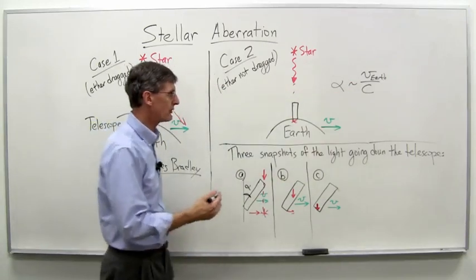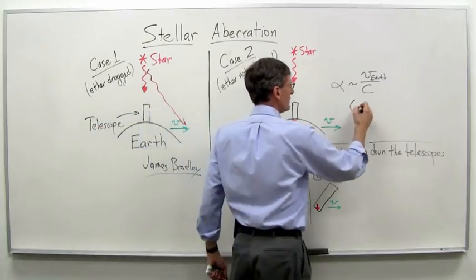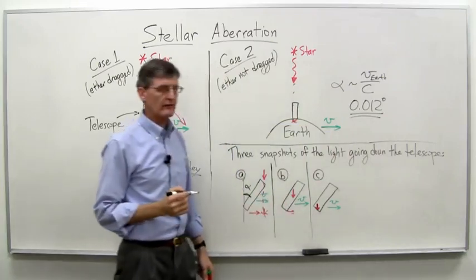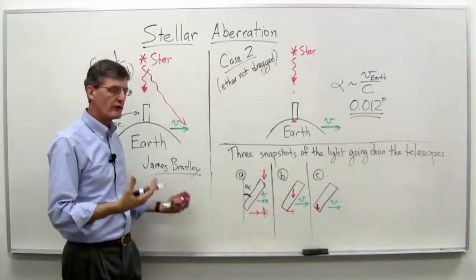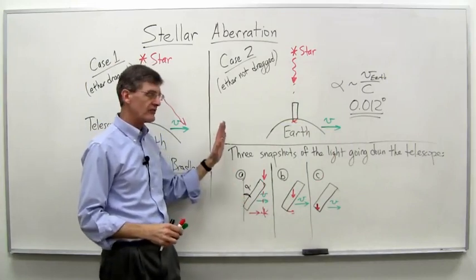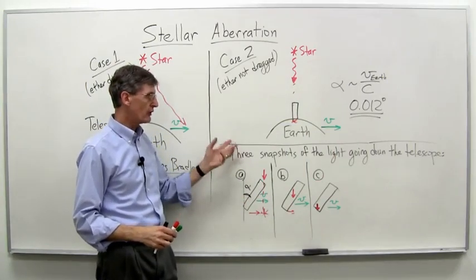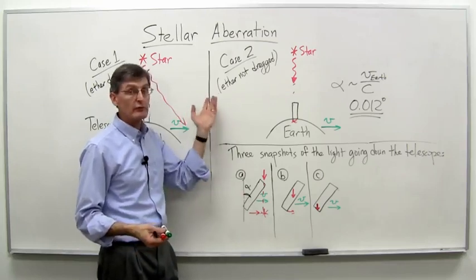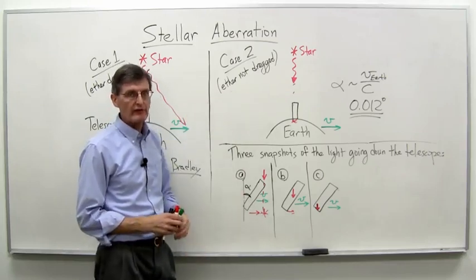So alpha turns out to be actually about 0.012 degrees. I think I got the right number of zeros in there. Very small angle. So this is greatly exaggerated here. It's just a slight tilt in the telescope in this situation. But it was clear evidence that the ether was not dragged at the surface of the Earth. So then you had a problem.